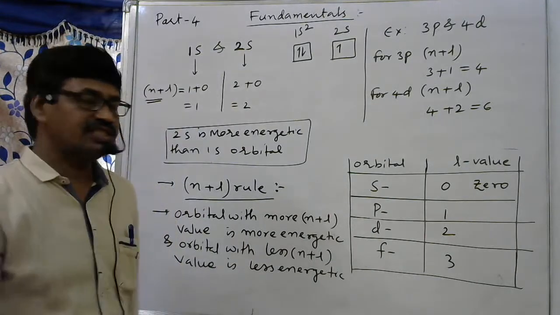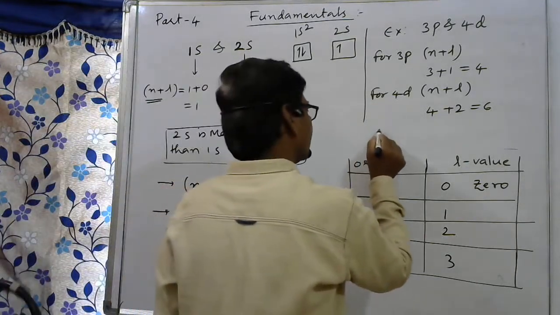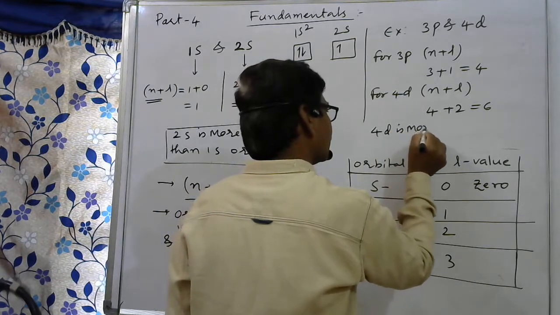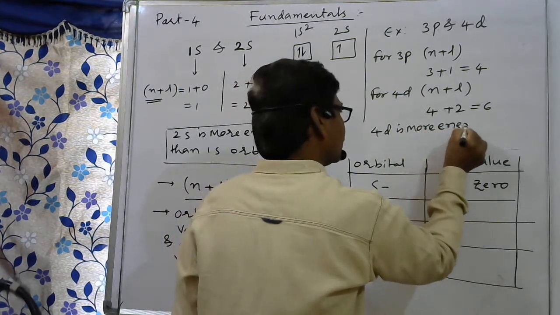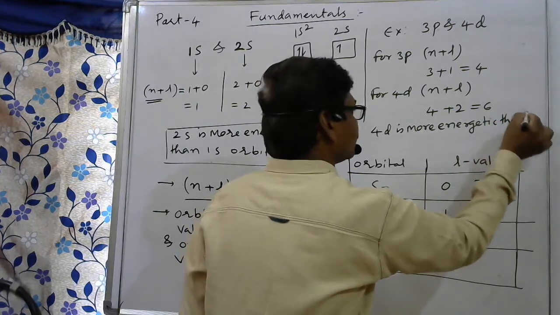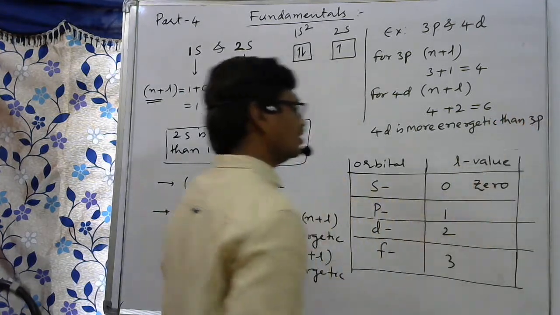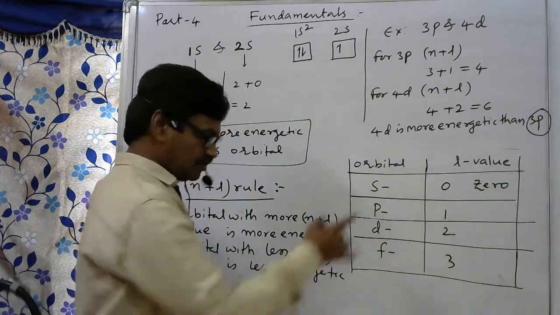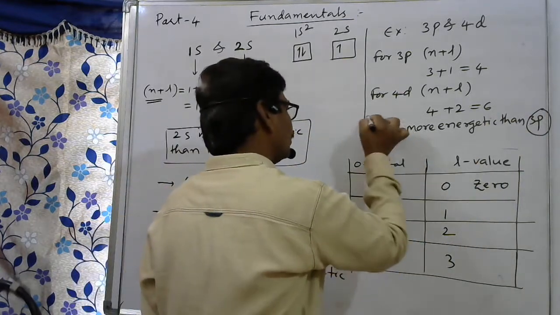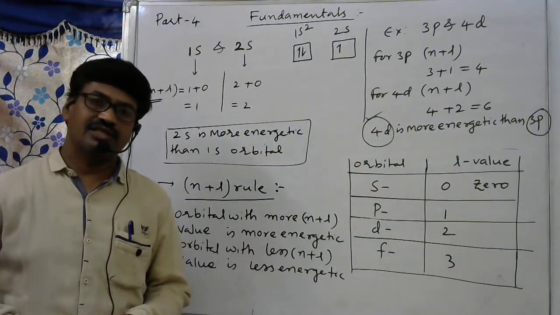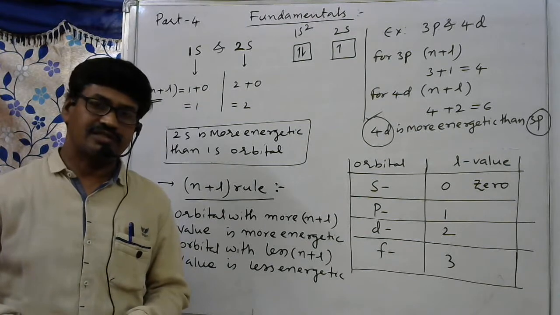So what is the energy? The order of energy here is that 4d is more energetic than 3p. That indicates what? First electrons enter into the 3p orbital. After filling the 3p orbital, electrons enter into 4d. Among these two, like this we can expect the energies of different orbitals.